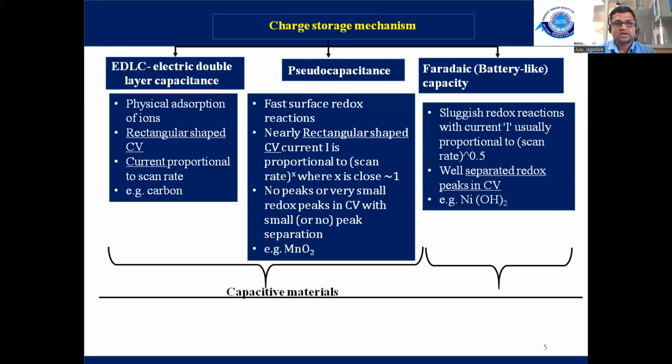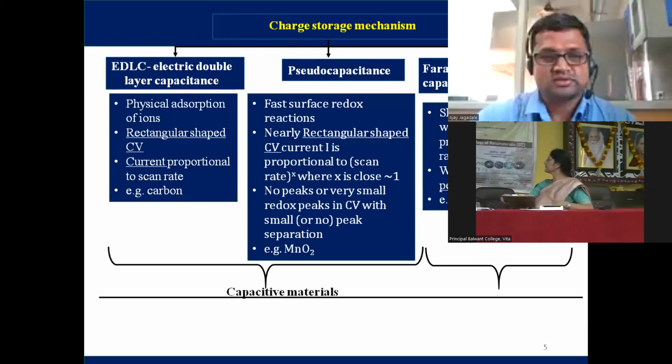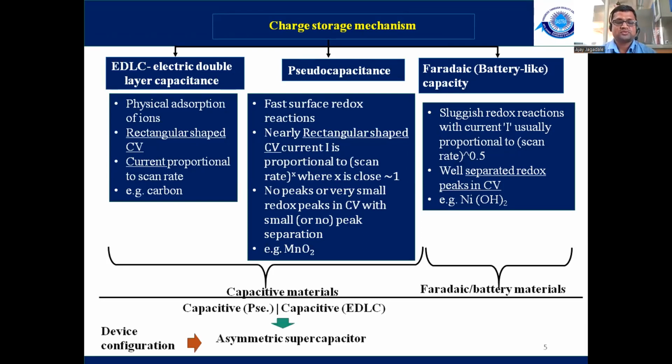Okay, so we can combine these electrode materials and fabricate supercapacitors. If you combine an EDLC type electrode material and a pseudocapacitive electrode material, we can call that supercapacitor an asymmetric supercapacitor. And if you combine the merits of battery materials and capacitive materials, we call that supercapacitor a hybrid supercapacitor.